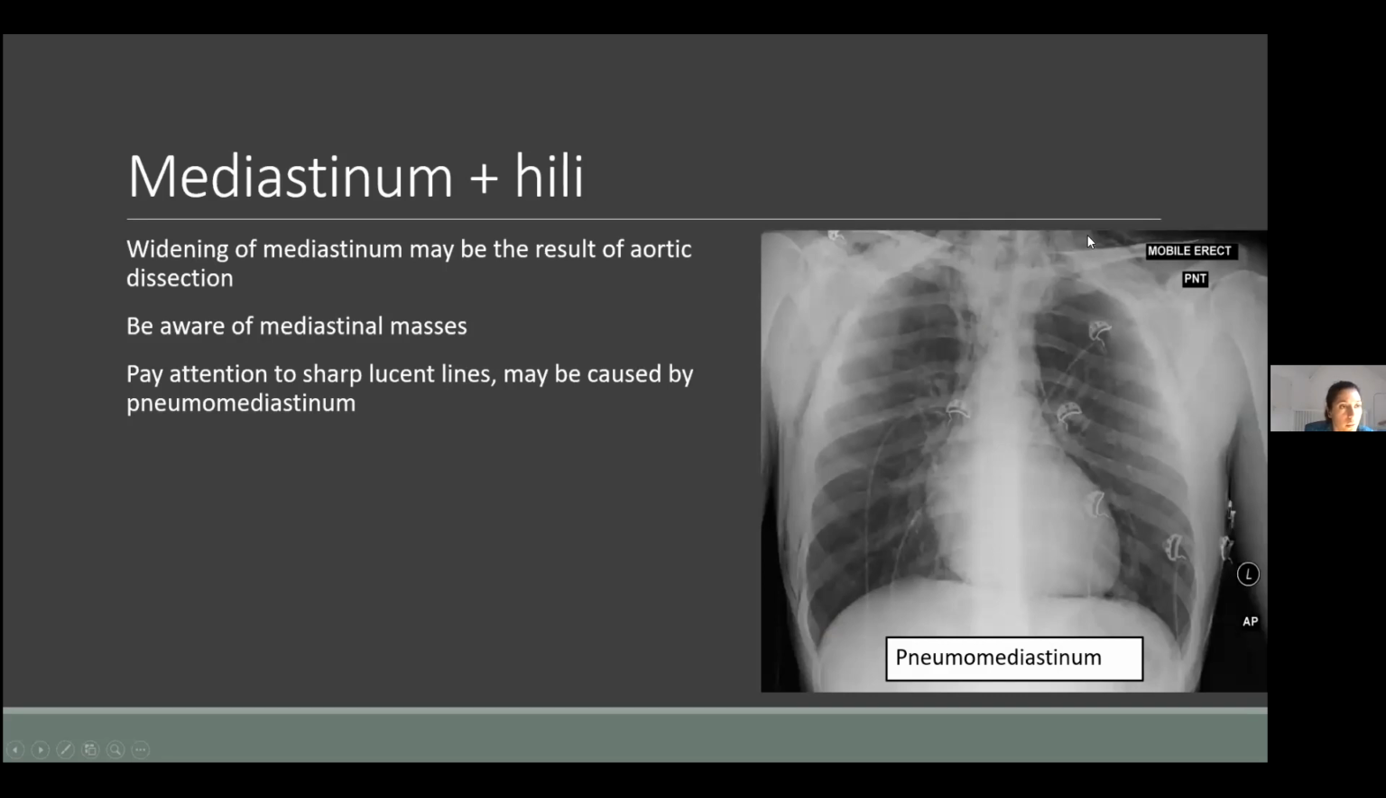Also pay attention to sharp lucent lines. Of course, you might notice the subcutaneous emphysema in the shoulder area, in the axilla area, and also in the superior mediastinum. But you also have to notice the sharp lucent delineation around the heart borders, which is a sign of pneumomediastinum, which can be acute in some patients, for example, trauma patients.